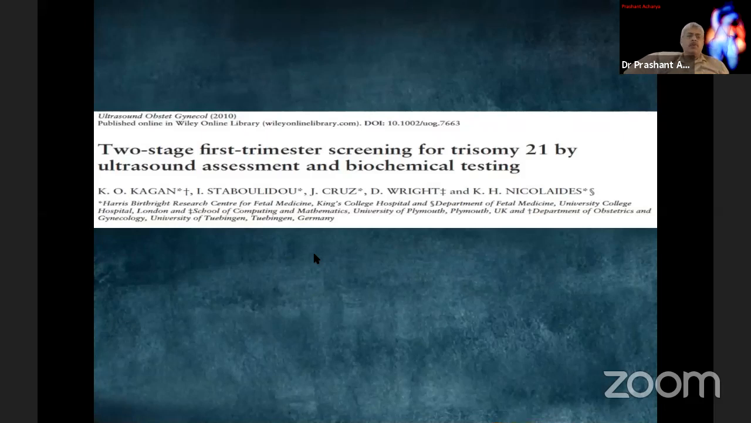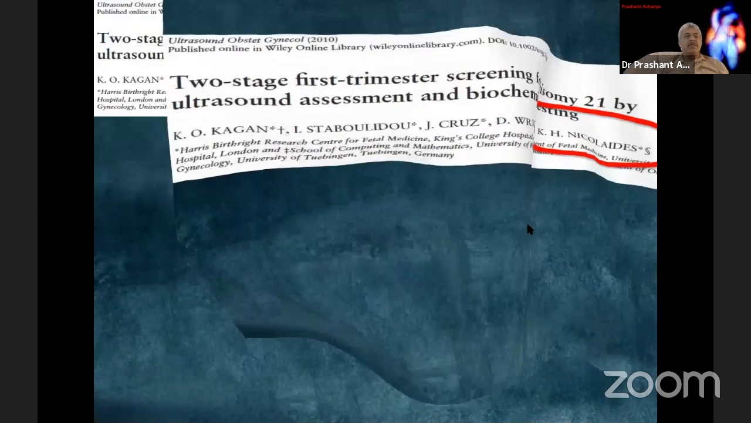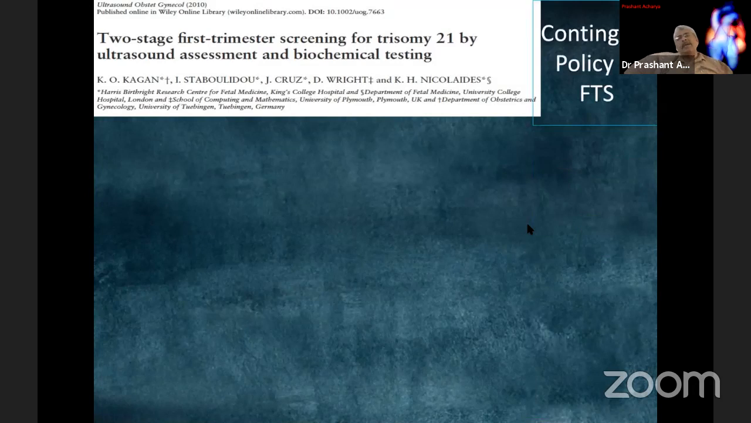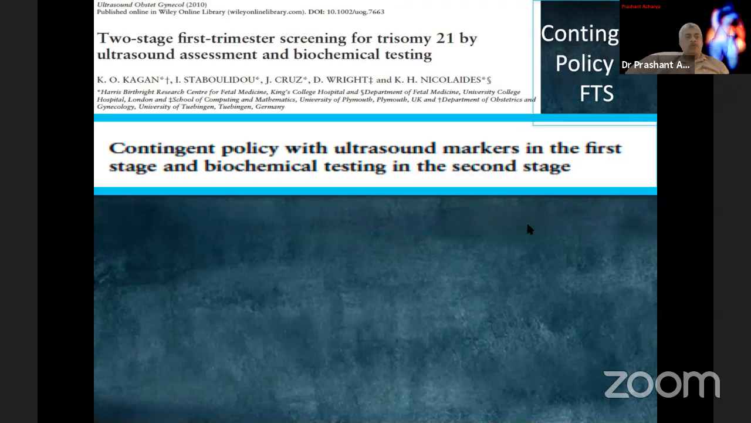One new concept is two-stage first-trimester screening for trisomy 21, by the Cyprus group of Oliver Kagan and Kypros Nicolaides. They have screened more than 20,000 patients and applied a contingent policy in first trimester screening. Let me explain what the contingent policy is. We do the first screening by ultrasound only, that is by nuchal, nasal bone, and ductus venosus, and if required tricuspid regurgitation.